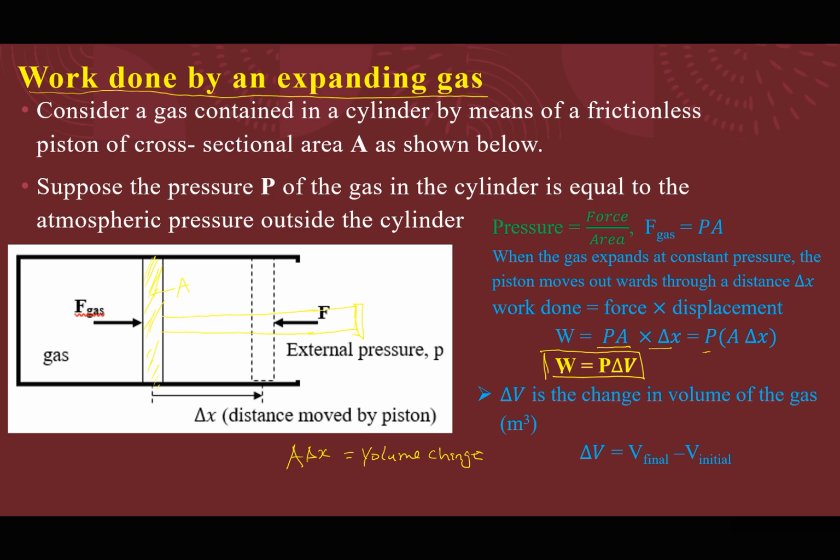So the work done by an expanding gas is equal to pressure times change in volume, where the change in volume, or delta V, is the change in volume of the gas, and it should be measured in meters cubed. That is the final volume minus the initial volume. So that is the work done by an expanding gas. This is the only thing you never mentioned in IGCSE, that the work done by an expanding gas is the pressure times the change in volume.